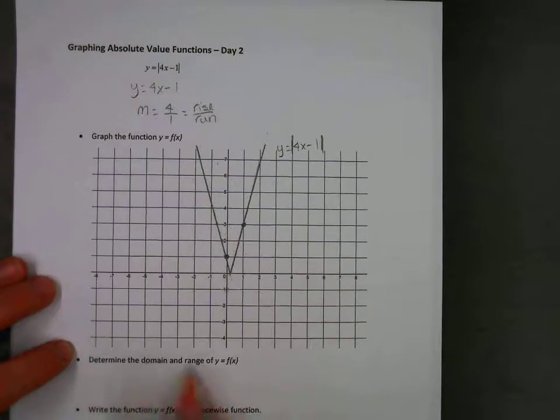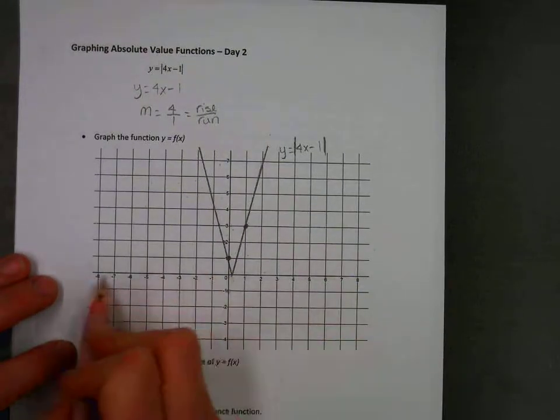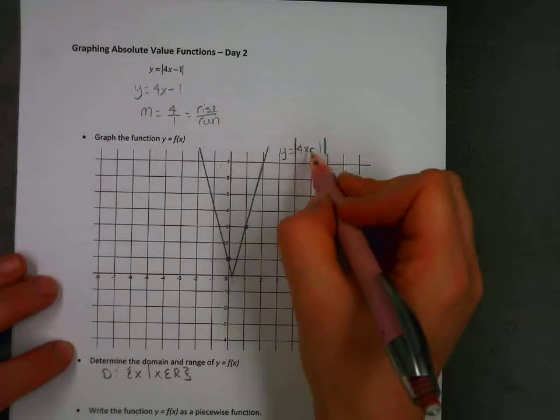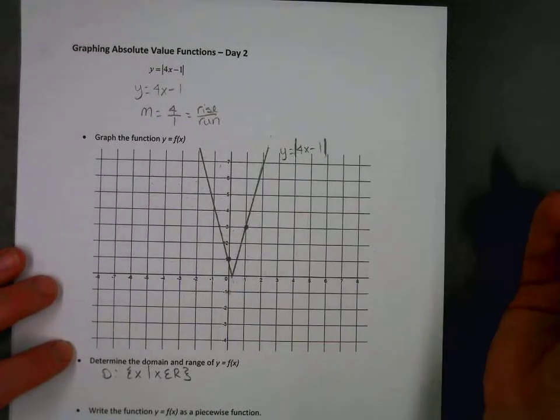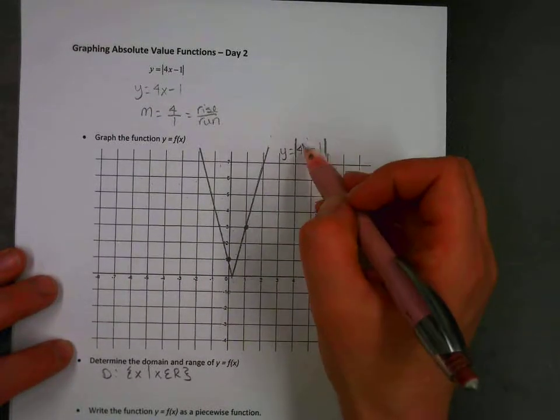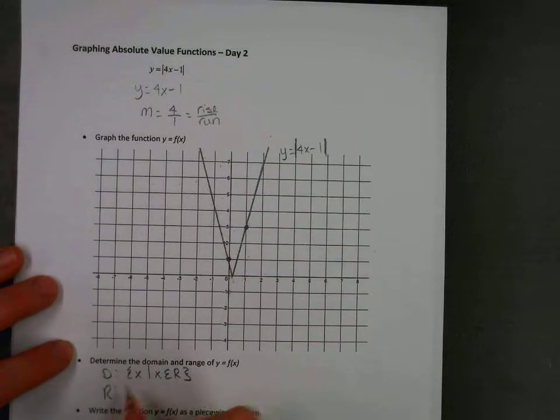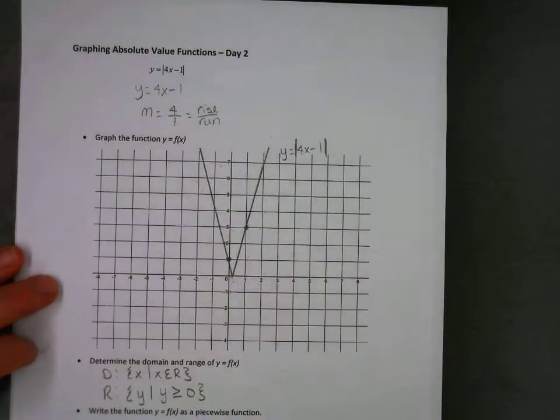So now to determine the domain, well, the domain hasn't changed. The domain can be any real numbers. I can still substitute in any input value and it'll spit out an output. What has changed is my y values. The range of this graph is now going to be everything greater than or equal to 0.